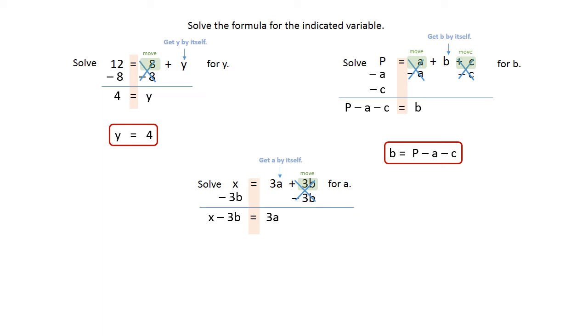We still don't have a by itself yet. It's got the 3 next to it, and just like you would in algebra, you're going to divide by that 3. So both sides of the equal sign will be divided by 3, and that cancels the 3's on the right, and you're left with a fraction on the left hand side, and the a is by itself. If you start with a equals, you're going to write the numerator of the fraction, x minus 3b, and the denominator over 3, and that would be solved for a.